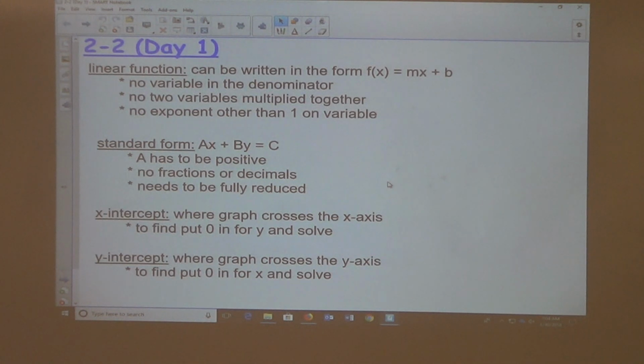And if you run out of time before I move on, you can always pause the video. Okay, so we talk about how to find a linear function, how to put it in standard form, which is different than slope-intercept form, how to find the x-intercept, and how to find the y-intercept.